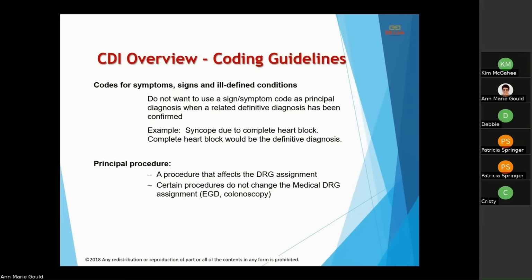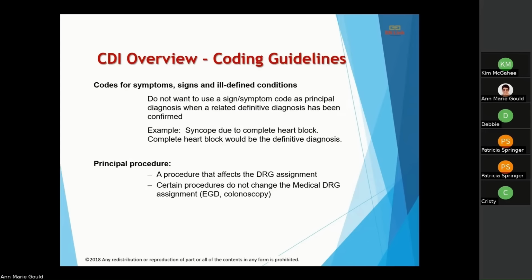Codes for symptoms, signs, and ill-defined conditions. You do not want to use a sign or symptom code as the principal diagnosis, right, when you have a definitive diagnosis listed. The example, syncope with complete heart block. Of course, the complete heart block would be the definitive diagnosis.